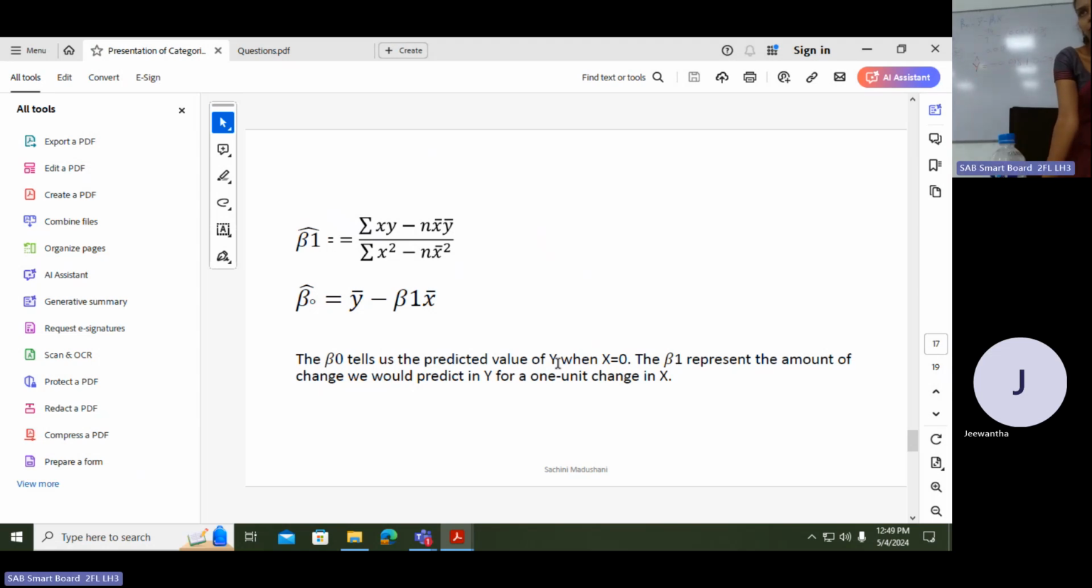Is it clear? Okay. Then how to interpret beta 1? What is the value of beta 1? It is also in million rupees, no? Then it means 35,600. Okay, then how to interpret that? Beta 1 is a slope. How to interpret?